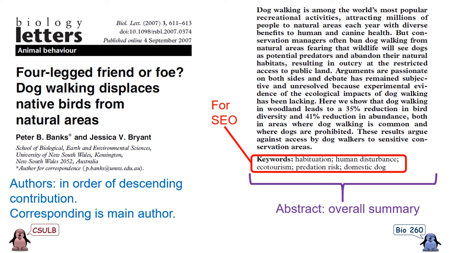Some journals also include a keyword section for SEO, search engine optimization. This is to help people find the article when they search specific keywords in databases and on search engines. Most journals limit the number of keywords you can use. The information on this slide is generally what people will see when they are first searching for a bunch of papers on a topic. What's here will convince them whether or not to look at the paper in more detail to see if it's really useful for their purposes.